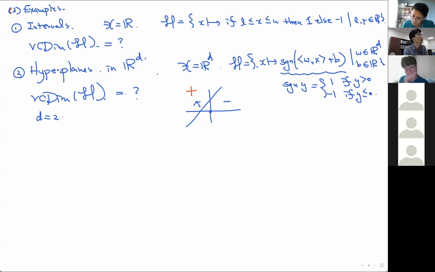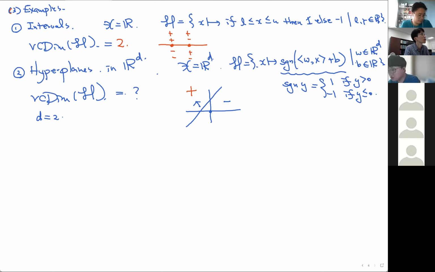Okay, so the answer is number 2. My first answer is 2. Why is that the case? If you have just a line or 2 points which are different, then you can actually shatter it. So any sign you give: plus, plus; plus, minus; minus, plus; minus, minus.